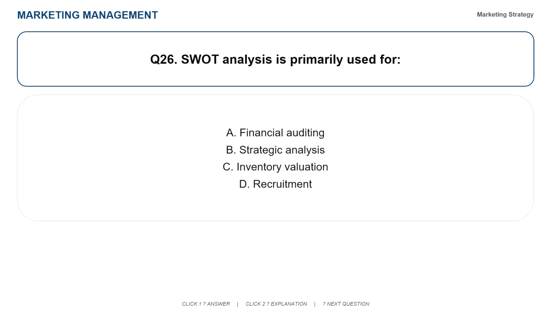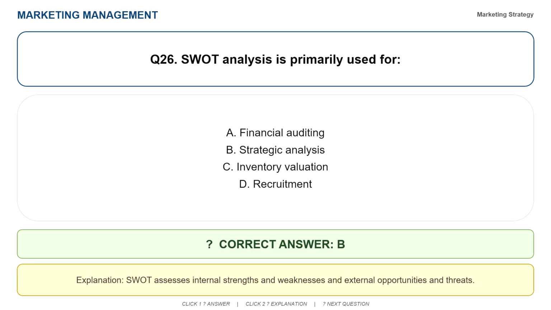Question 26. SWOT analysis is primarily used for: Option A, financial auditing. Option B, strategic analysis. Option C, inventory valuation. Option D, recruitment. The correct answer is B. Explanation. SWOT assesses internal strengths and weaknesses and external opportunities and threats.